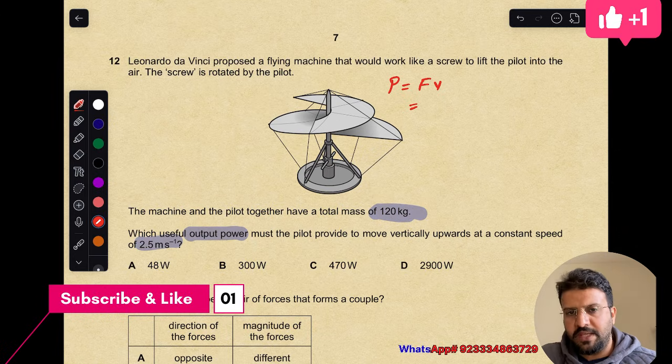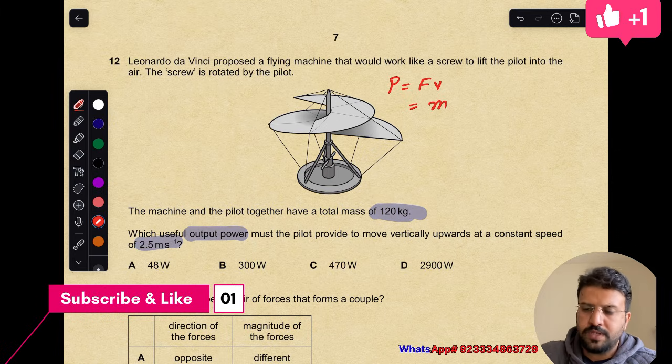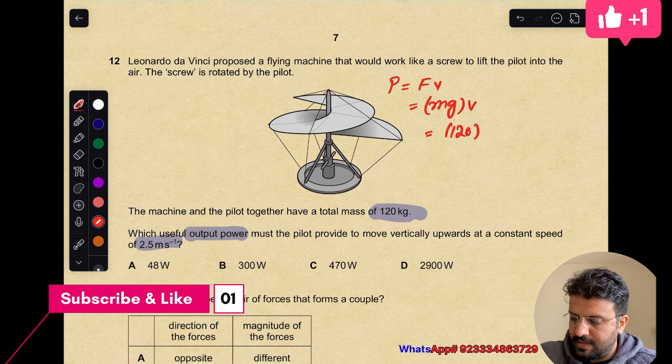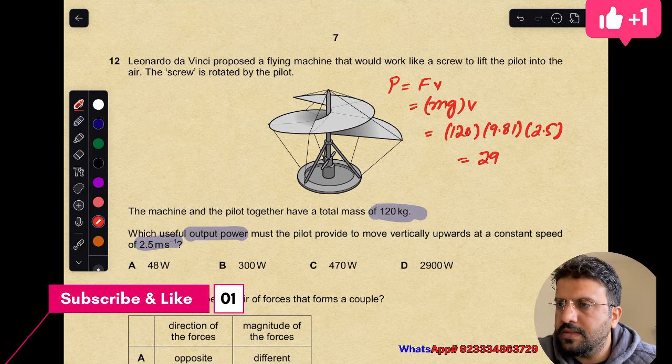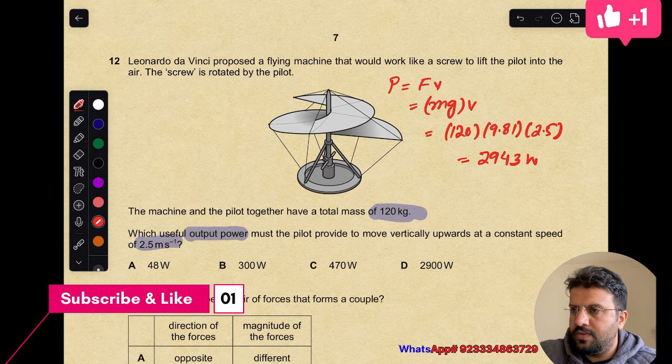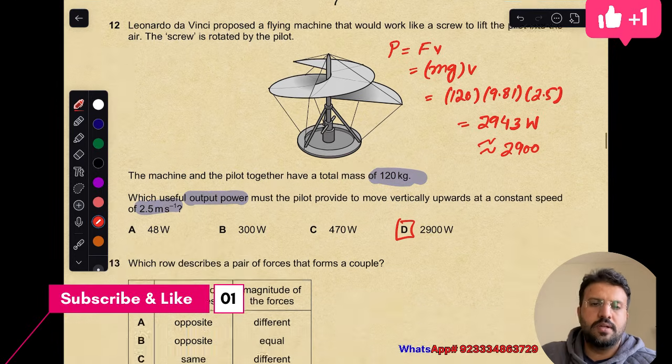If you have to lift something, you have to at least apply a force equal to its weight. So it will be equal to mg. Let's put the values: 120 into 9.81 into 2.5. Let me do the calculations. It will give me 2943 watt, so it is nearly 2900. We can say it's option D.